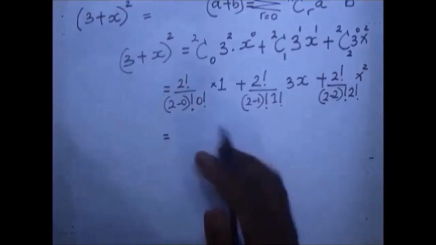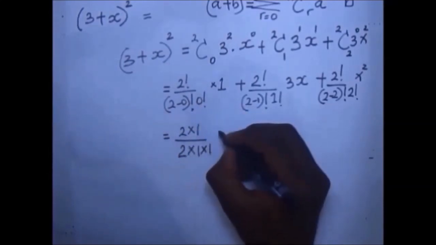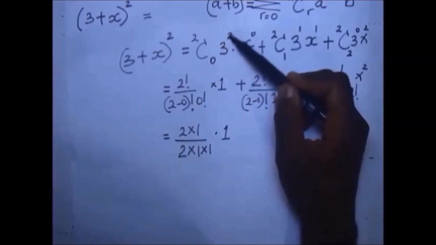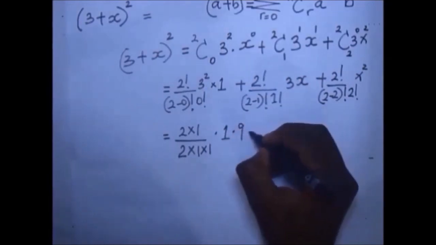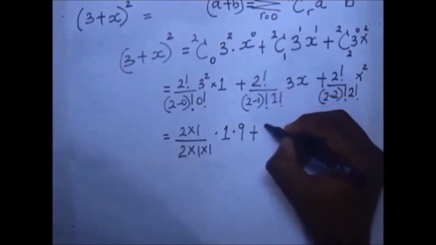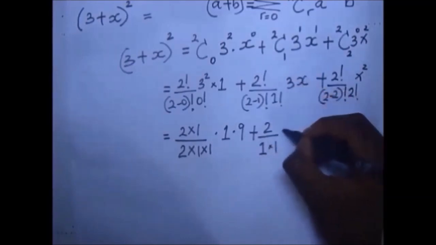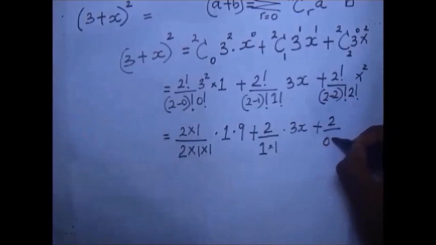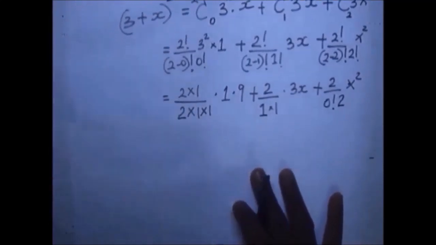So we continue. This is going to become: we forgot here, x to the power 0 is 1, then this 3 squared, 3 times 3 is 9, so this is times 1 times 9, that we are adding, plus 2 factorial is 2 times 1, which is 2, over 2 minus 1, that is 1 factorial times 1 factorial times 3x, plus 2 factorial is 2 times 1, which is 2, over 2 minus 2 factorial, that is 0 factorial. 0 factorial is 1, times 2. 2 factorial is 2 times 1, which is 2. That is times x squared. We continue.